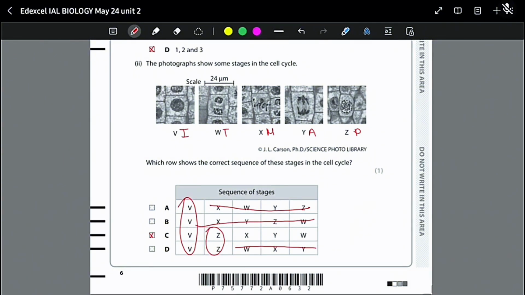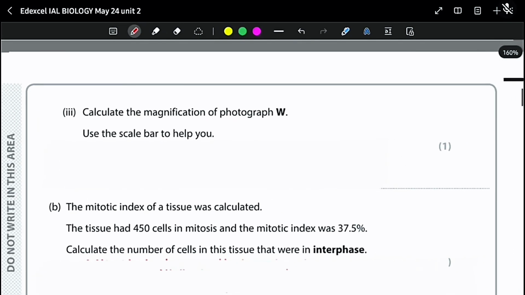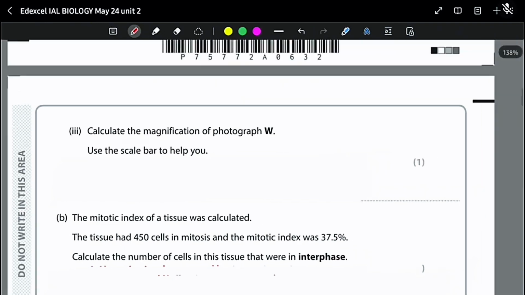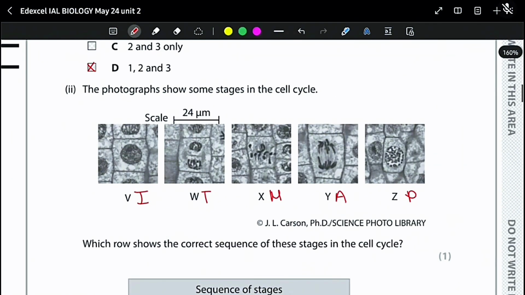Next question. Calculate the magnification of photograph W. Use the scale bar to help you. Okay, we know magnification has a formula: image size divided by actual size. And photograph W, let's see. We are given a scale bar here.